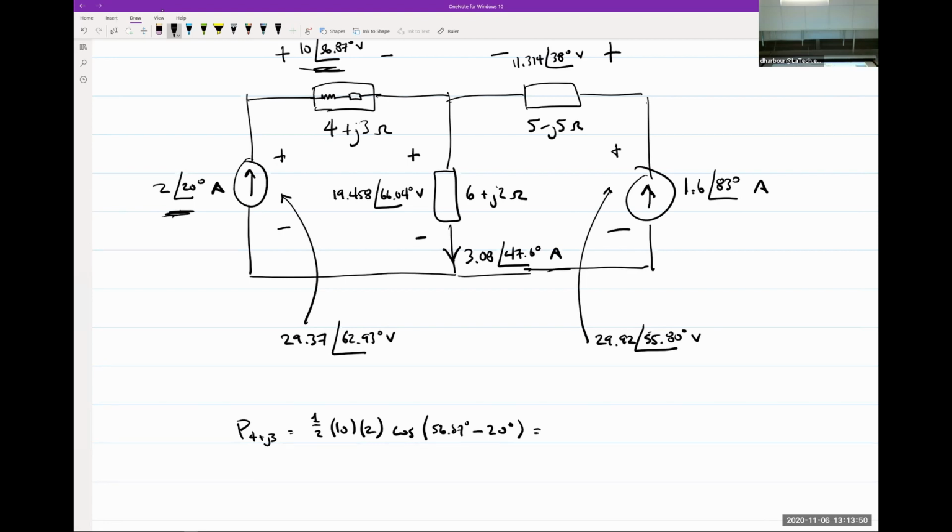Everything's in degrees here now because average power doesn't involve time, right? So we don't have to worry about radians in degrees. Everything's in degrees. So it's 1/2 VM IM cosine theta V minus theta I. And we punch it up and it should come out to be 8 watts. So we would do that for everything in here, all 3 impedances and both sources. We could go through and find P for each of them.